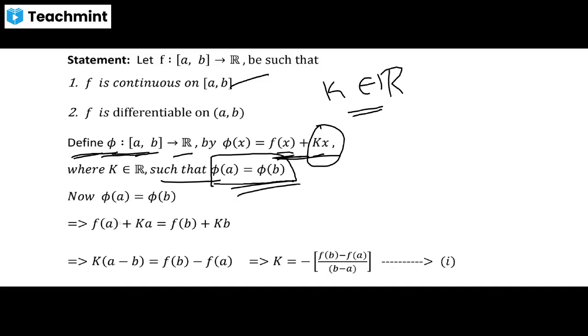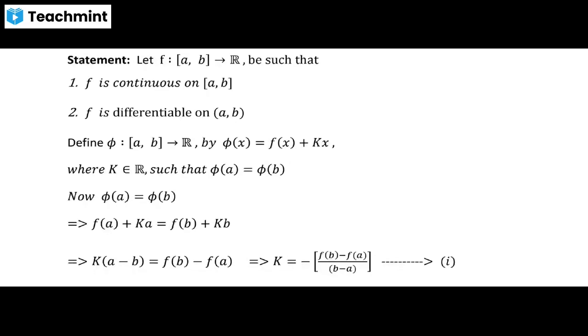What is this phi of x? Phi of x is nothing but f of x plus kx. So it is made using the function f, isn't it? Phi of x is just f of x with some kx attached, so either 2x or 3x or 4x, like that. But what should be the k value? k should be selected in such a way that phi of a is equal to phi of b. Is it clear?